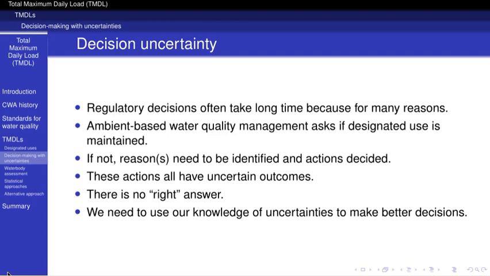Ambient-based water quality management requires asking whether the designated use is being attained. If it's not, the reasons need to be identified and decisions made on how the situation can be remedied. These issues, referencing specific criteria, can't be answered with certainty. And it's because of this uncertainty that most management programs make serious mistakes. Uncertainties are a fact of life. The better we understand them, the better are the decisions we make. So let's look at how we understand uncertainties and use our knowledge to make more technically sound, informed, and legally defensible decisions.